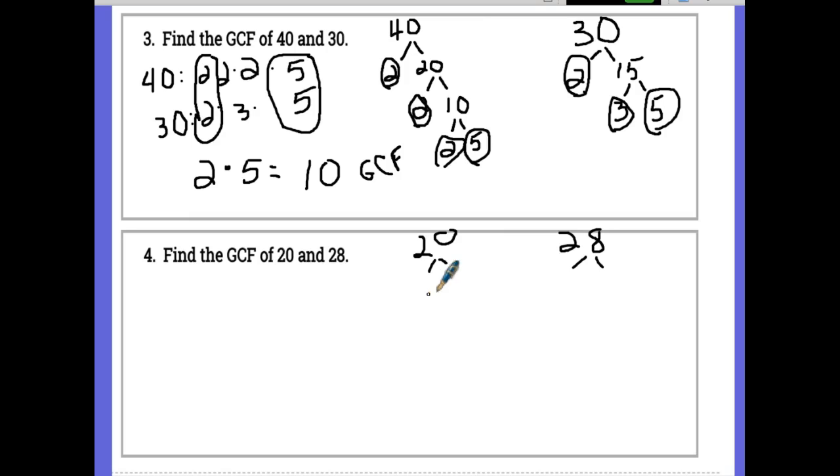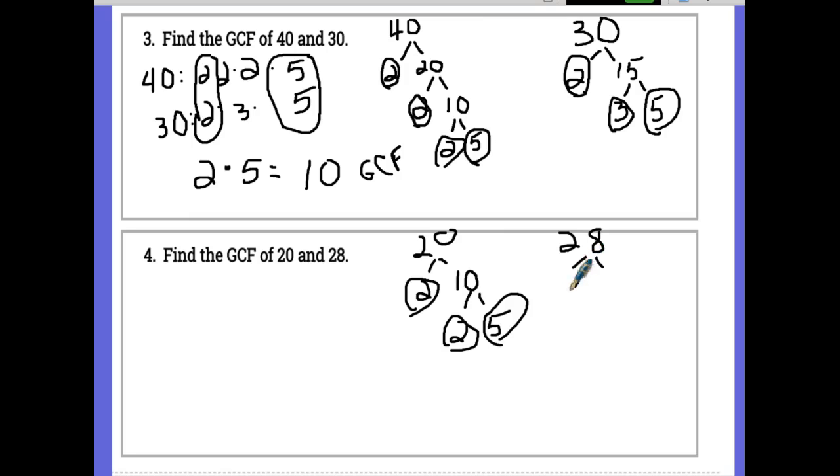Okay, now let's check and see how you did. Again, I'm going to start with my smallest prime number. And I'm going to pull out a 2, and 2 times 10 is 20. 2 is prime. So I'm going to look at 10, and that's 2 times 5 is 10. 2 is prime, 5 is prime.